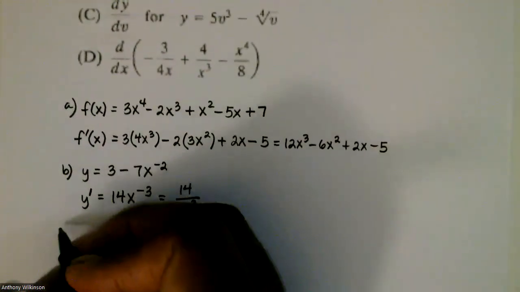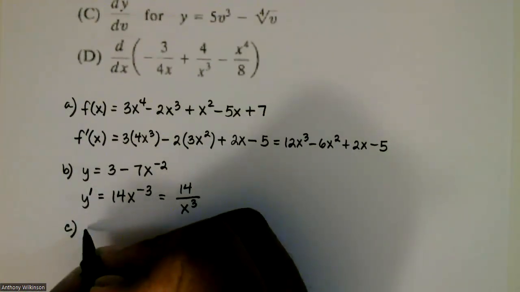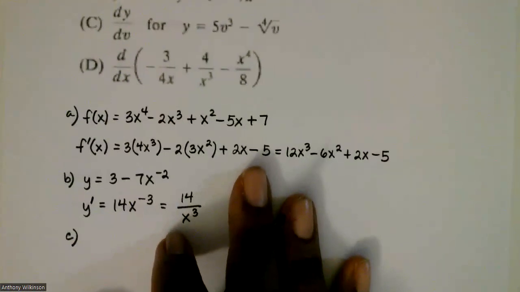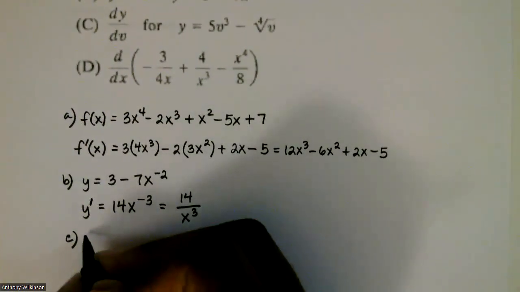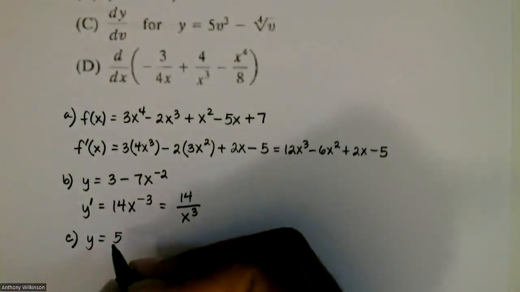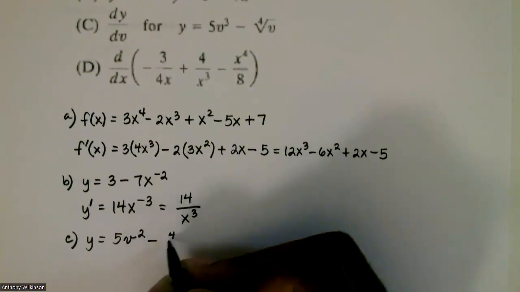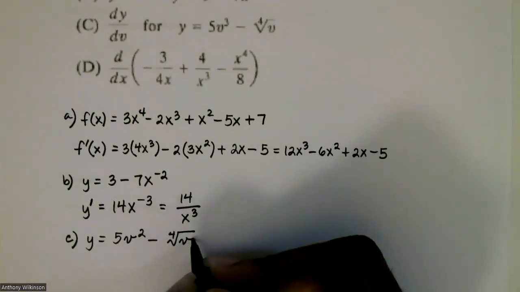All right, part C. Here we got 5. We want to find dy dv for this one. y is equal to 5v squared minus the 4th root of v.